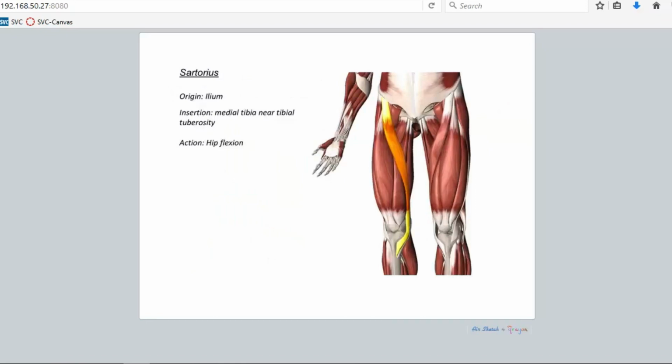Another muscle involved in hip flexion is called the sartorius. It's a big long muscle that starts here up on the ilium, runs all the way down, moves medially, and inserts near the tibial tuberosity right there. And again, this contracts like so, and it brings the leg up, brings the tibia out, and results in hip flexion.